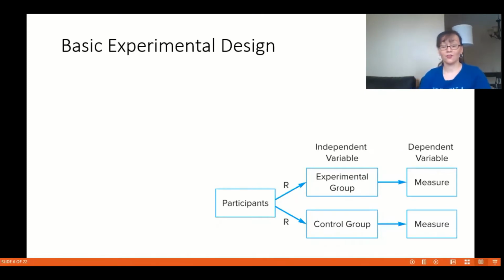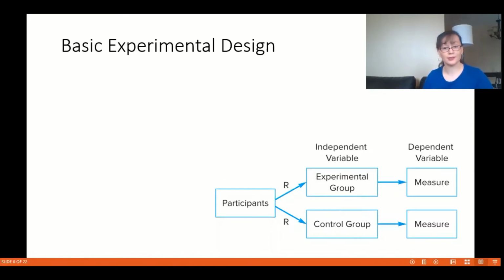And so in the very most basic experimental design, we're going to have participants, and those R's in this diagram stand for randomization. So these are going to assume that we're randomizing our participants to either of our groups. And so in the very simplest experimental design, we're going to have our participants split into two groups, an experimental group and a control group. And these are going to be demonstrating the two levels of our independent variable.